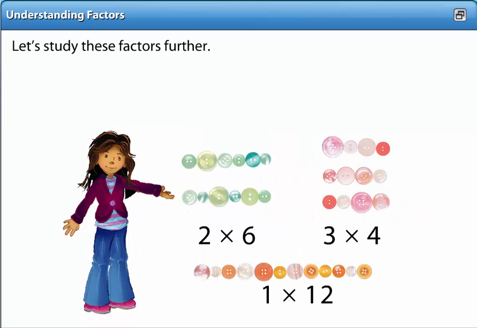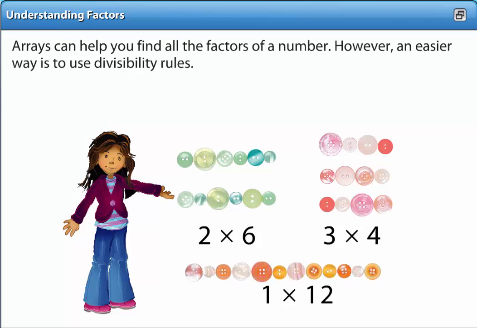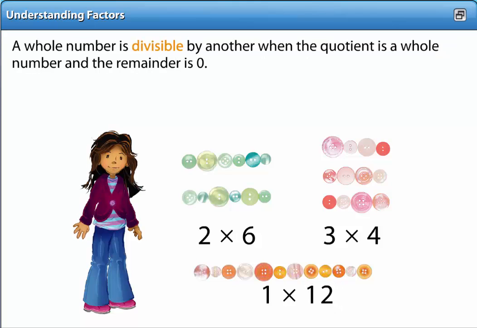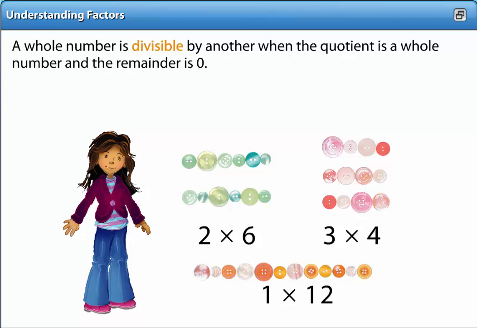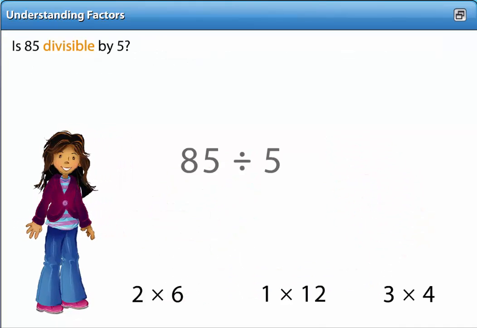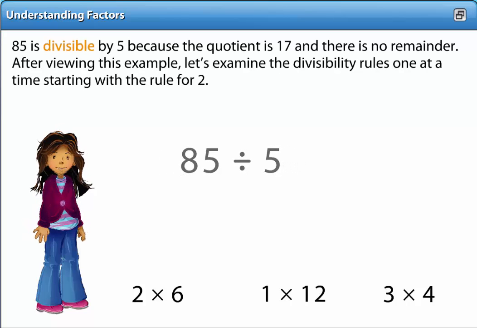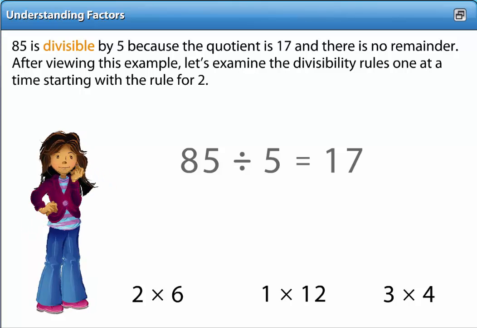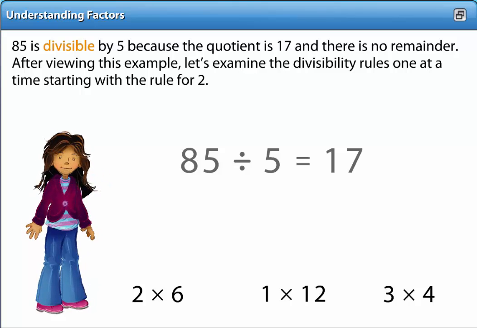Let's study these factors further. Arrays can help you find all the factors of a number. However, an easier way is to use divisibility rules. A whole number is divisible by another when the quotient is a whole number and the remainder is 0. Is 85 divisible by 5? 85 is divisible by 5 because the quotient is 17 and there is no remainder. After viewing this example, let's examine the divisibility rules one at a time, starting with the rule for 2.